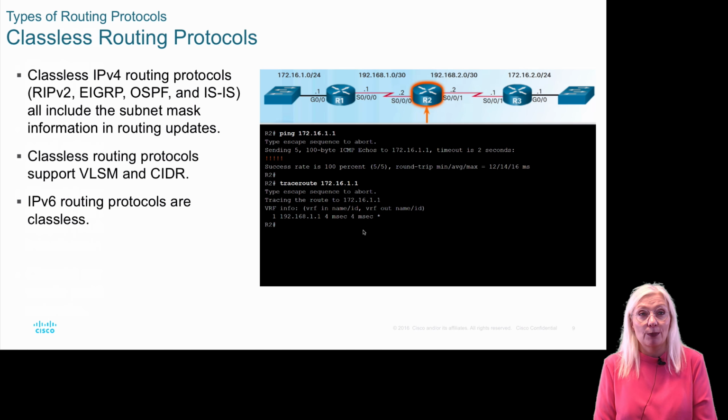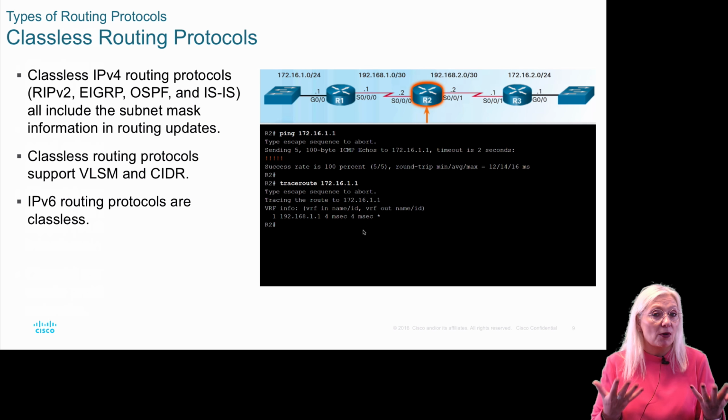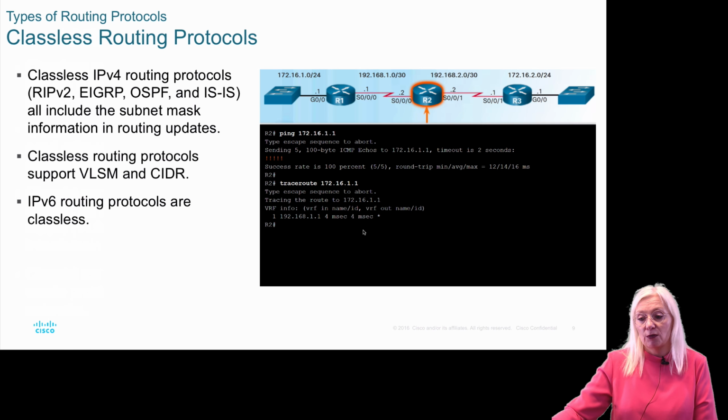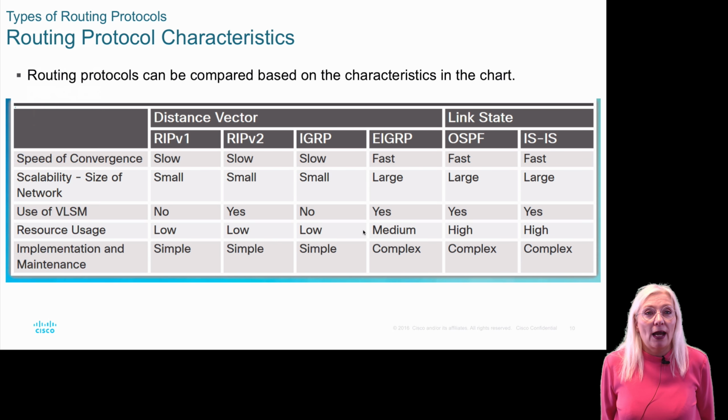Whereas classless routing protocols, for instance RIP version 2, EIGRP, OSPF, and ISIS, include the subnet mask in their updates. So they will support both VLSM and CIDR, for both summarization of networks and subnetting. And of course, all IP version 6 routing protocols are classless. So if you look at them, we have the distance vector routing protocols, which are RIP version 1 and version 2, and IGRP and EIGRP. We have the link state protocols, which are OSPF and ISIS.